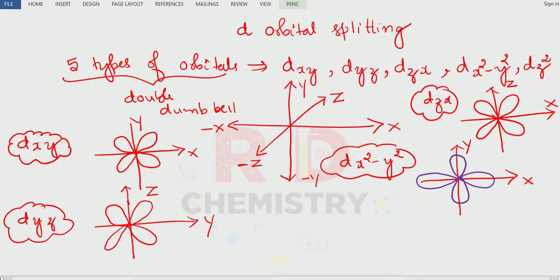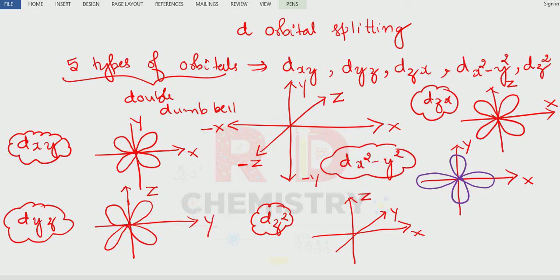Last one is d z square. Here we can see only one axis. So let me draw x-axis. Let it be z-axis for my convenience and let it be the y-axis, which we are not interested in. But here in this case, the lobe is there on the z-axis only. Remember, in this case, only one dumbbell is there. Double dumbbell is not there. And also we have got a ring-like shape here around that lobe.